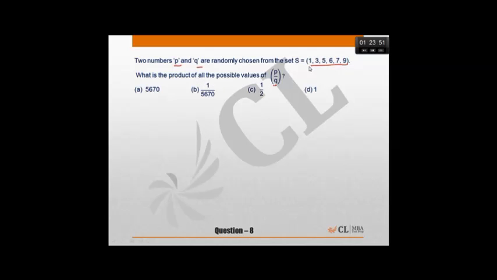So which means p and q are randomly chosen. So product of all possible. So if I have 1, I will have 1 by 3, 1 by 5, 1 by 6, 1 by 7, 1 by 9. Then if I look at 3, I will also have 3 by 1. So 3 by 1, 1 by 3, 5 by 1, 1 by 5. Okay, obviously for every combination of p and q, you'll have p by q also and q by p also. That means the product will always be equal to 1. So correct answer has to be choice D.